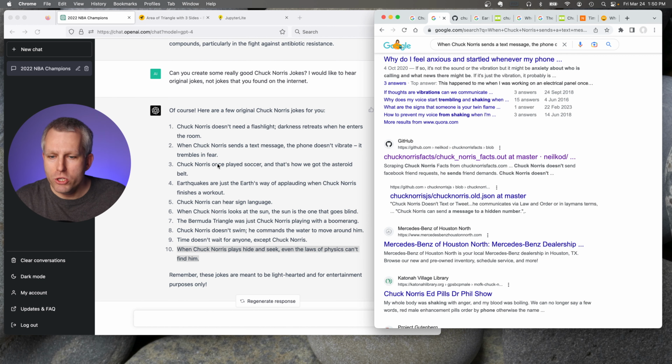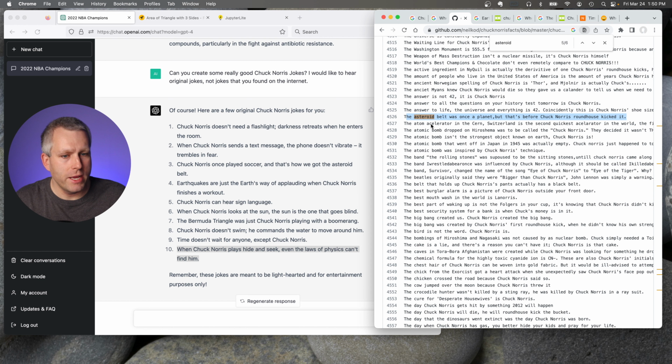The third one is, Chuck Norris once played soccer and that's how we got the asteroid belt. I searched around and I found some long list of Chuck Norris jokes. And it says, the asteroid belt was once a planet, but that's before Chuck Norris roundhouse kicked it. It's a similar theme, but I would say that's a new joke. It's a combination of the soccer, but it does have the similarity of the asteroid belt. So I would say they used this data set on the right in its training data, and it kind of remixed it into a new joke.